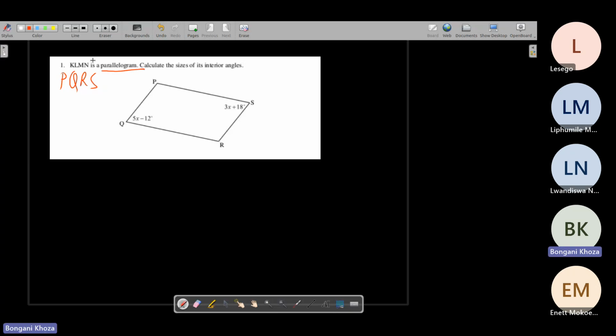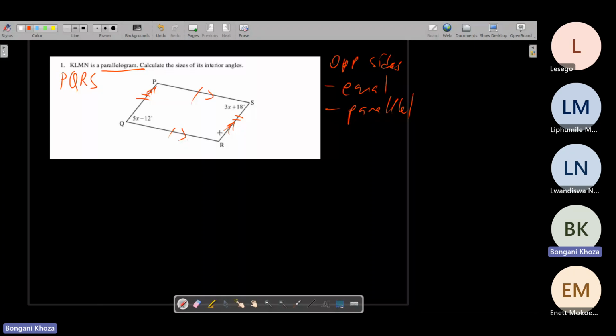It's a parallelogram. So when this is a parallelogram, you have to remember the properties of a parallelogram. Remember, opposite sides are equal in length and they are parallel. So that means this is equal to that, and this is parallel to that, this is parallel to that one over there. So that's one thing.